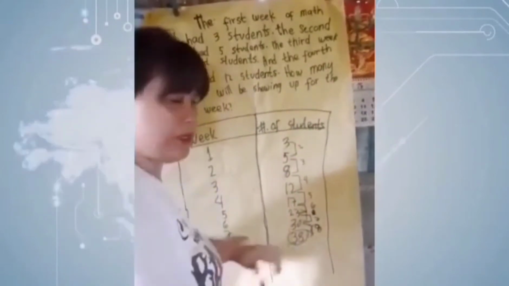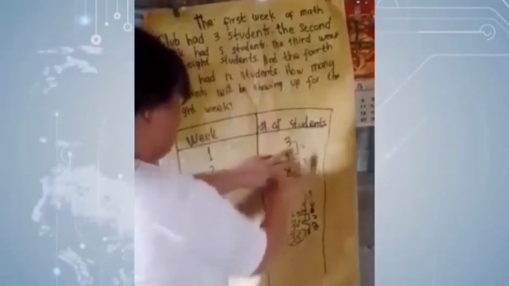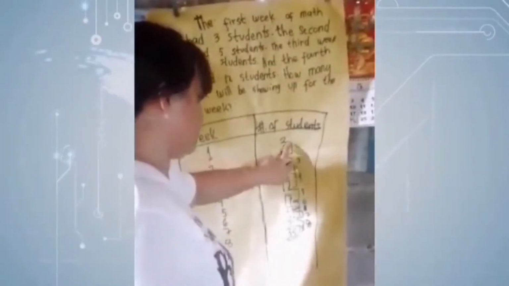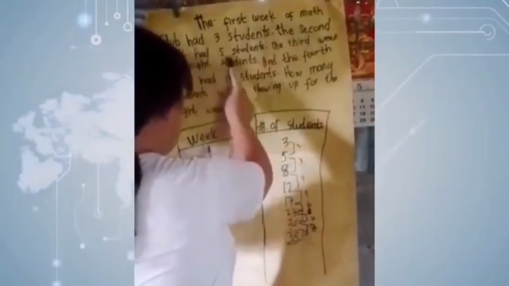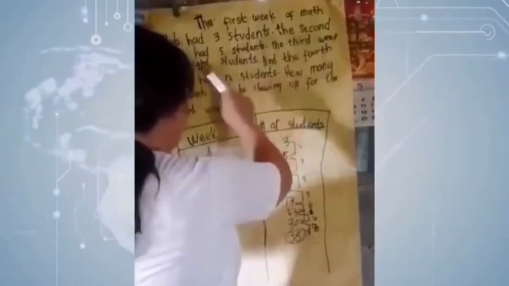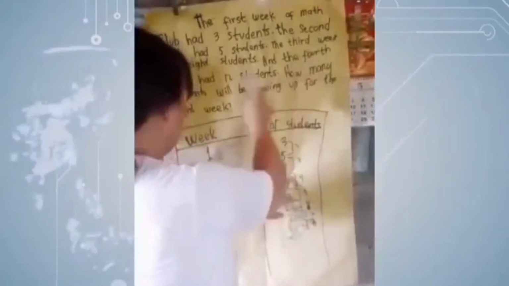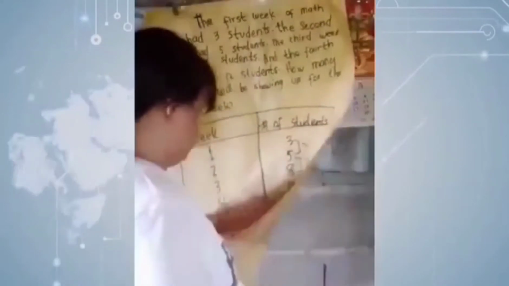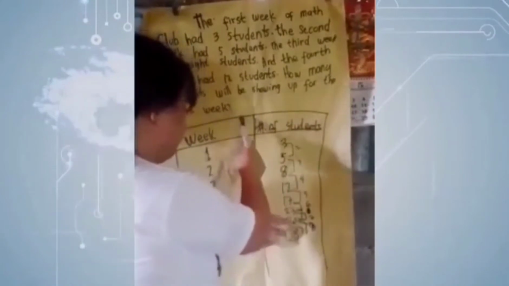Continuing from our problem solving. First week had 3 students. This is the number of the students and this is the week. The second week had 5 students. And the third week had 8 students. And the fourth week had 12 students. How many students will be showing up for the 8th week?